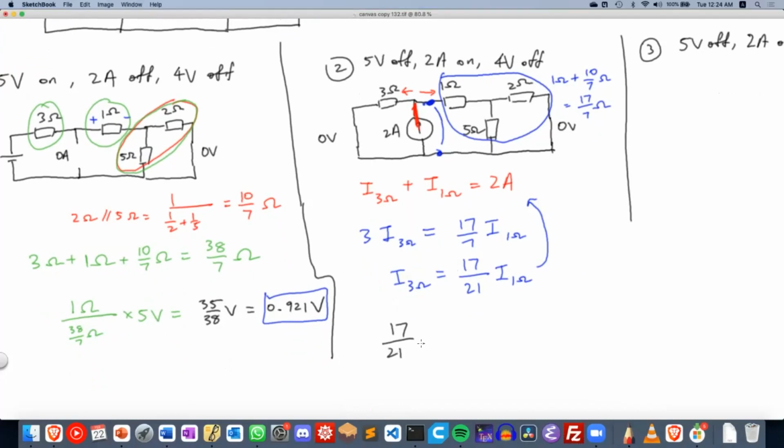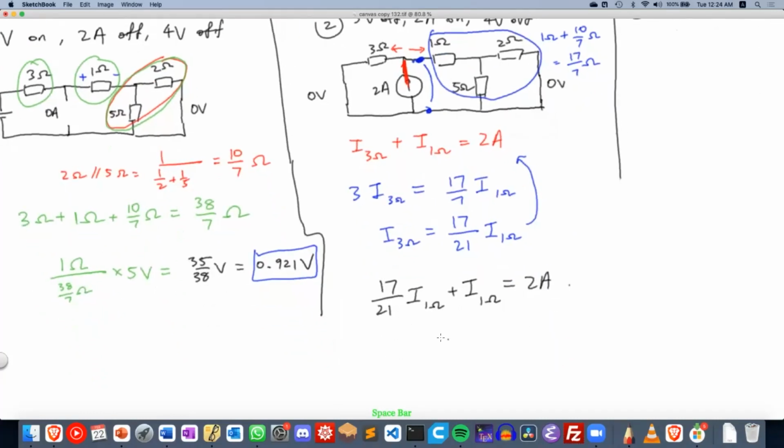Substituting this expression back into the earlier equation, we get 17 over 21 I of 1 ohm plus I of the 1 ohm equals 2 ampere. Solving for that, 17 over 21 plus 1, then 2 divided by that, gives us 21 over 19 ampere, which is approximately 1.11 ampere.